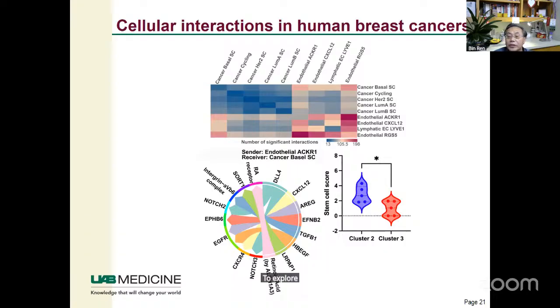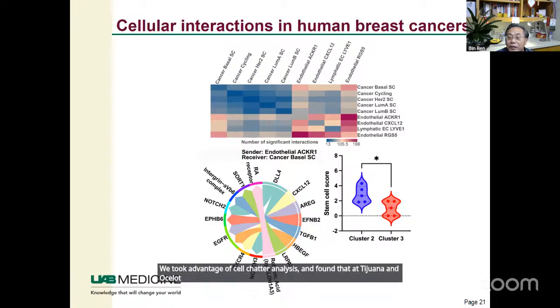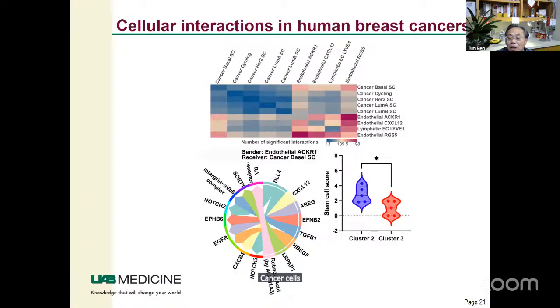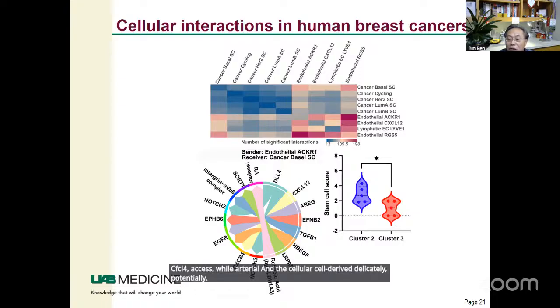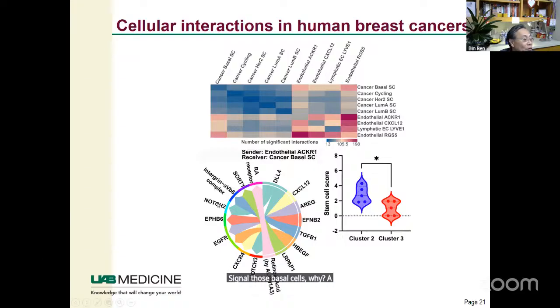To explore endothelial cell communication with breast cancer cells in tumor progression, we took advantage of CellChat analysis and found that arteriolar endothelial cell ACKR1 interacted with cancer basal cells. These ACKR1 endothelial cells positive for CXCL12 and ligand 4 could attract stem cell-like basal cancer cells through the CXCL12-CXCR4 axis, while arterial endothelial cell-derived ligand 4 potentially signals those basal cells through Notch 2 and Notch 3 signaling for the phenotypic change in the breast cancer.